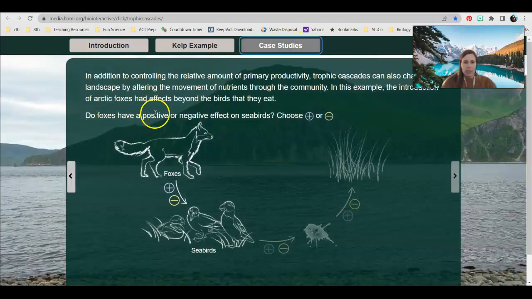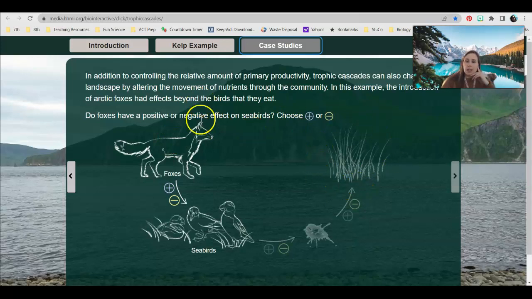tundra, do foxes have a positive or negative effect on seabirds? So in addition to controlling the relative amount of primary productivity, trophic cascades can also change the landscape by altering the movement of nutrients through the community. So think about this one and what the community would look like. In this example, the introduction of Arctic foxes had effects beyond the birds that they eat. So we are looking down to the amount of grass that these two communities have based on the amount of foxes. Obviously, foxes don't eat grass.